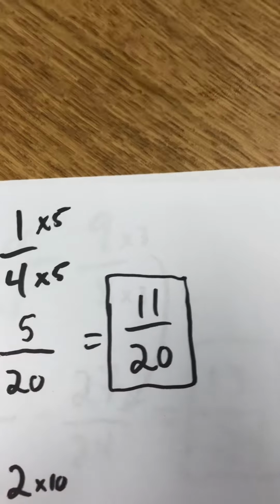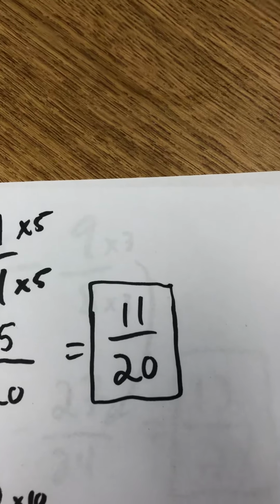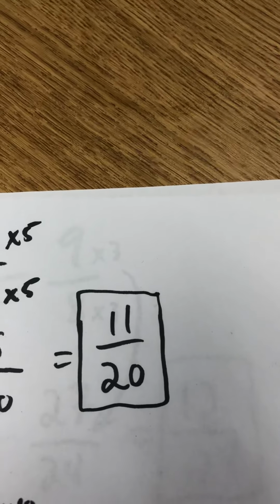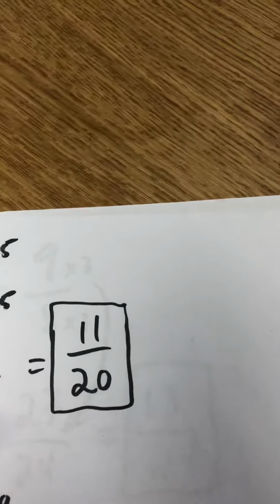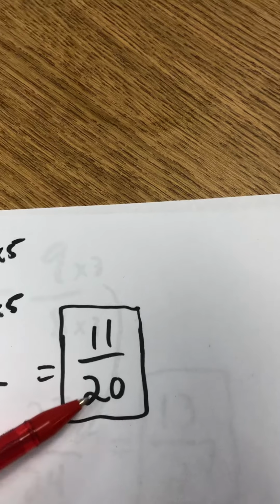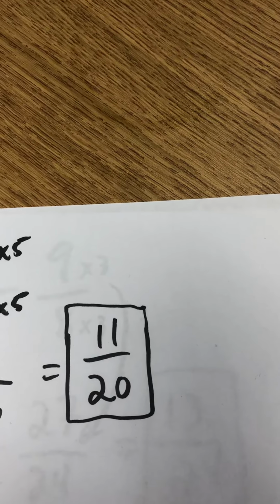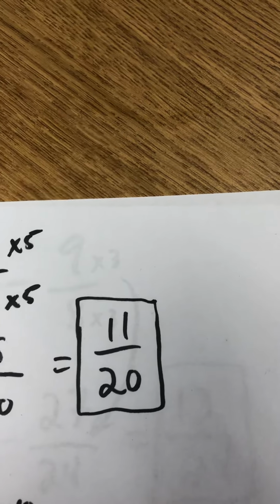And we didn't have to reduce this to lowest terms because it's already in its lowest terms. We can't reduce that anymore. If I divided this 20 by 2 to get something smaller, I couldn't divide the top by 2 as well. So it's already as low as it goes.